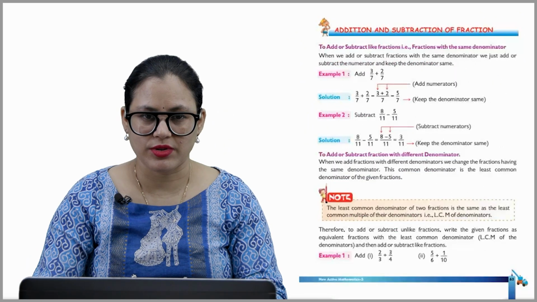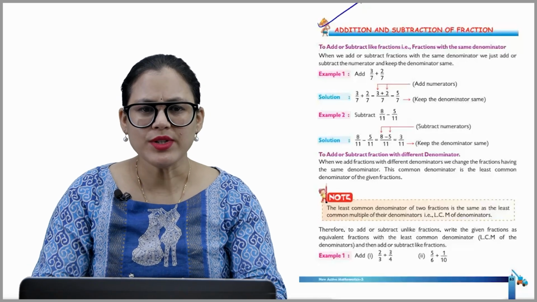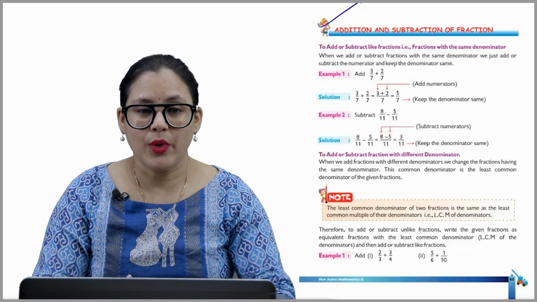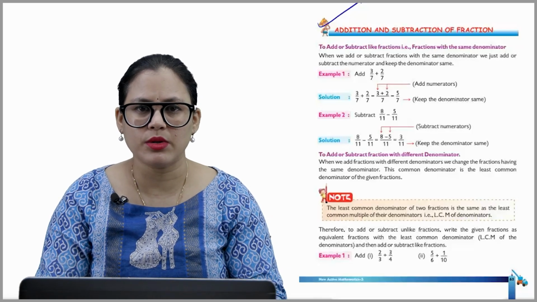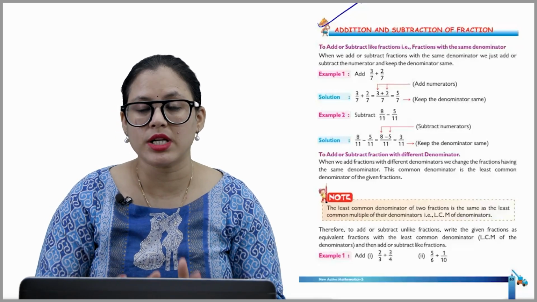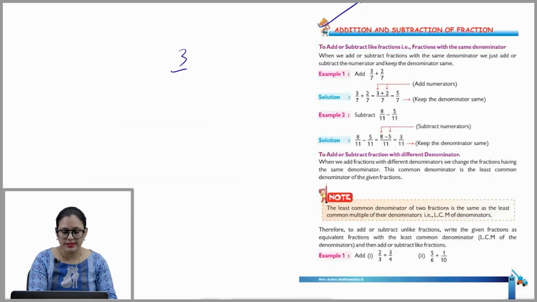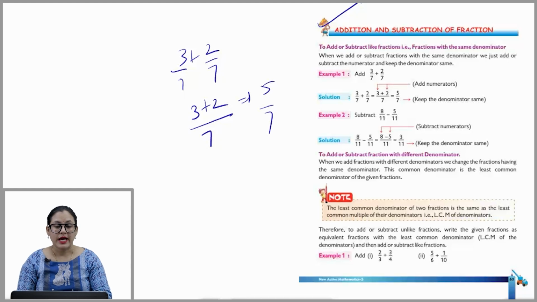Addition and subtraction of fractions. To add or subtract like fractions, that is, fractions with the same denominator, we just add or subtract the numerators and keep the denominator the same. For example, 3 by 7 plus 2 by 7. We will just add the numerators, the denominator is common, so 5 by 7 is the answer. In subtraction also, we will subtract the numerators only, like 8 minus 5 is 3, and the denominator will be the same.